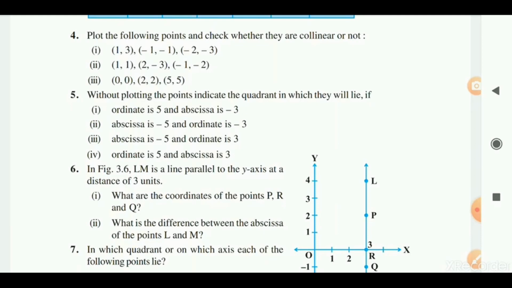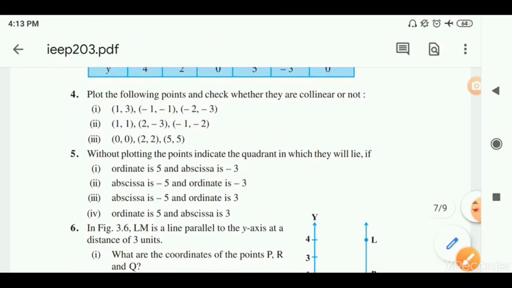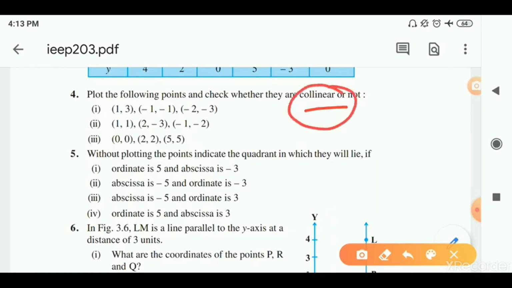So let us discuss question number 4. Here we have to plot the points and check whether these are collinear or not. First of all, let me tell you what this word collinear stands for. Collinear means if more than 2 points are lying on the same straight line, then these points are called collinear points, and if they are not lying on the same line, we can say these are not collinear. To solve this question, let us draw a graph.